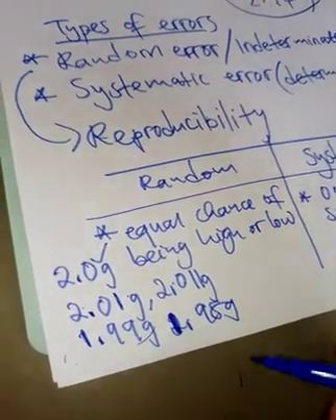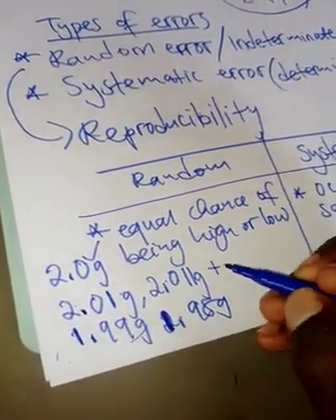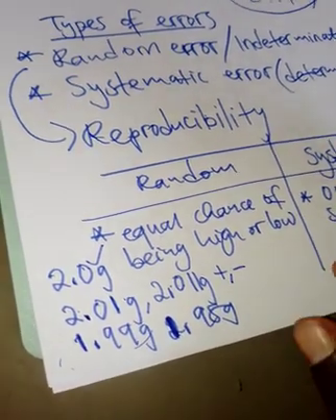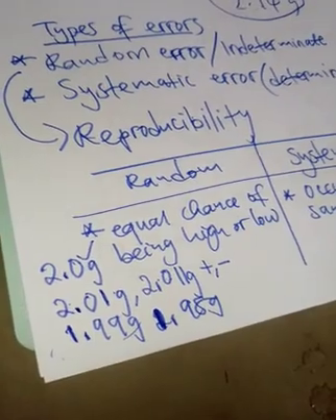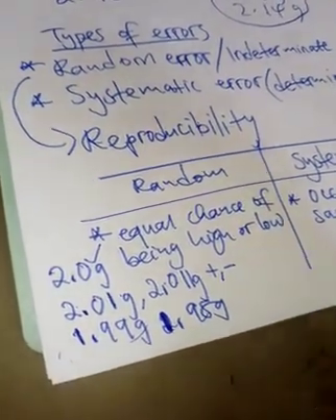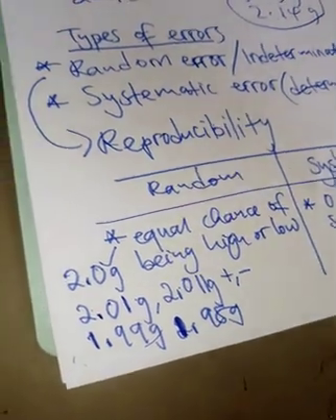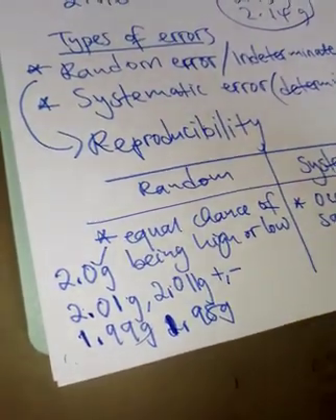So meaning the error can be positive or negative. There are equal chances that an error will be positive or negative. We don't know the outcome of whether the error will be positive or negative. The chances are equal. That is for random errors.